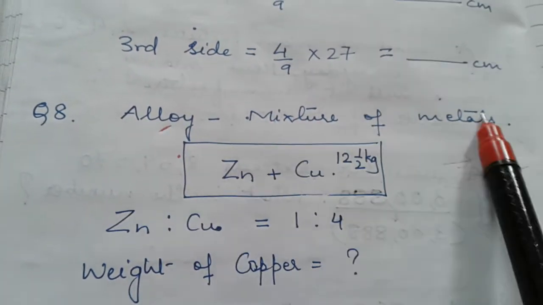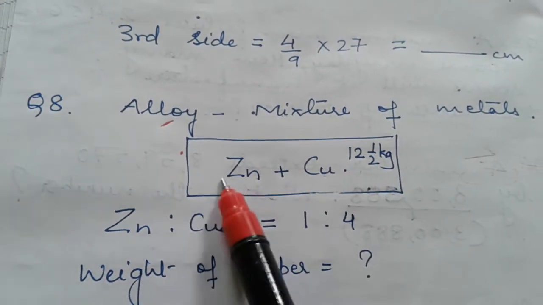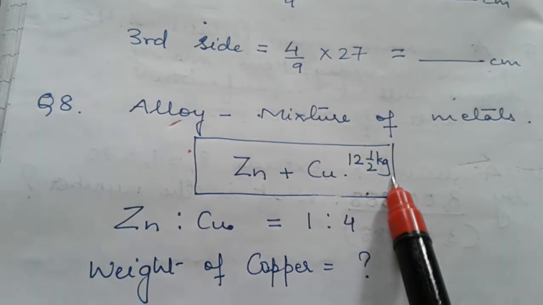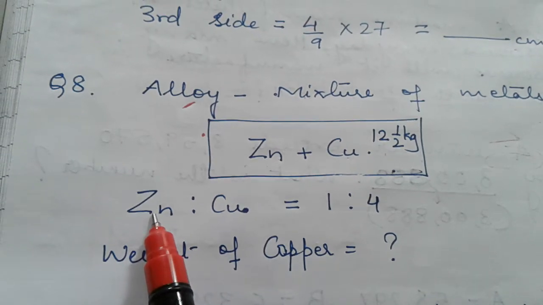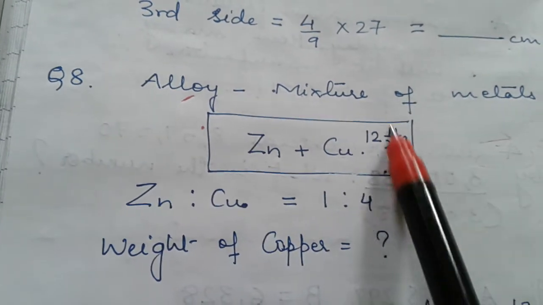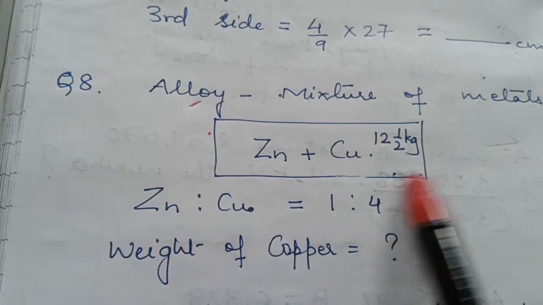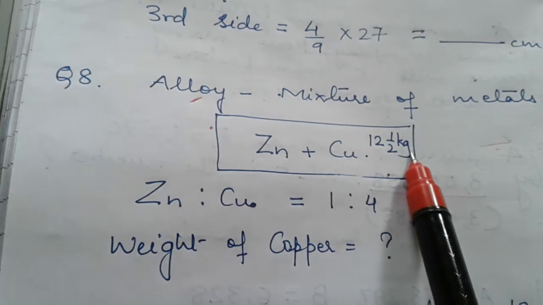So here an alloy is a mixture of metals. In the question it is given that the zinc plus copper alloy weighs 12.5 kg. This is not a metal, this is an alloy which is made up of these two metals. So its weight is 12.5 kg.